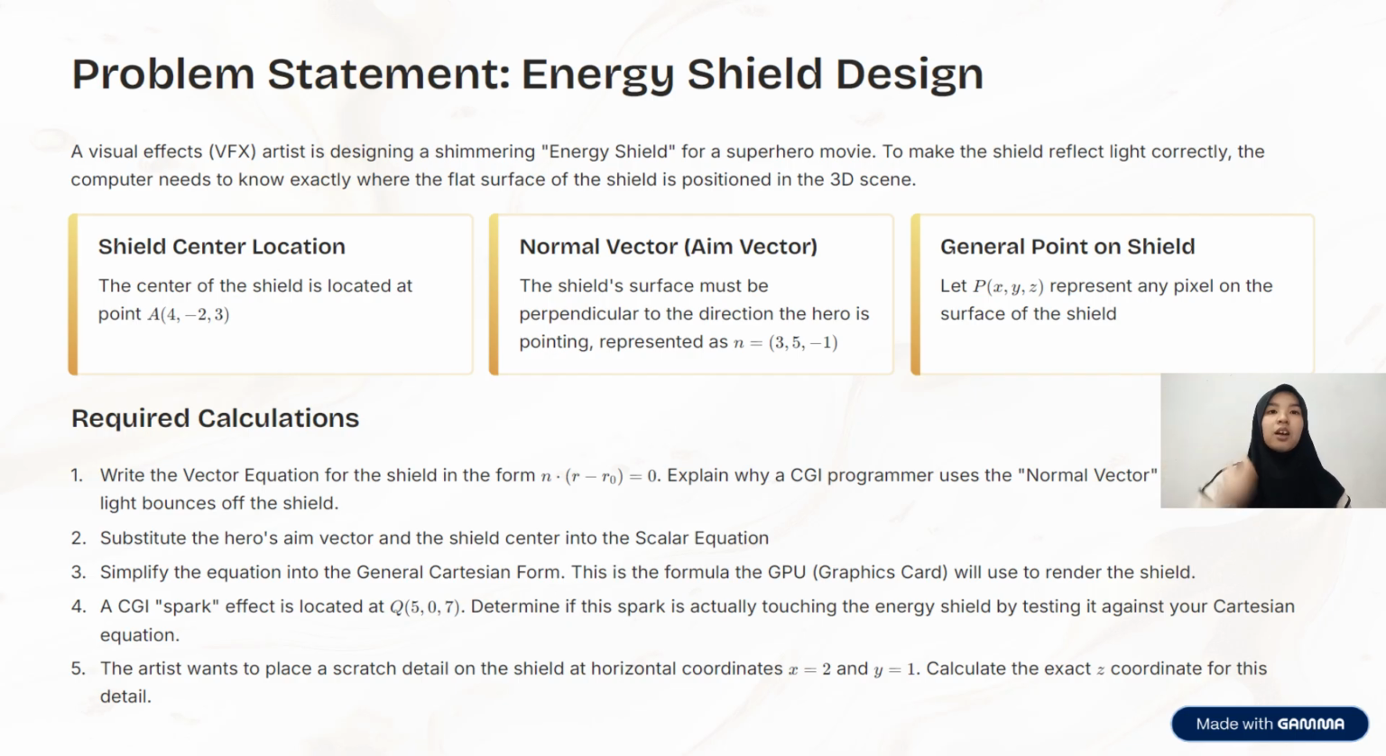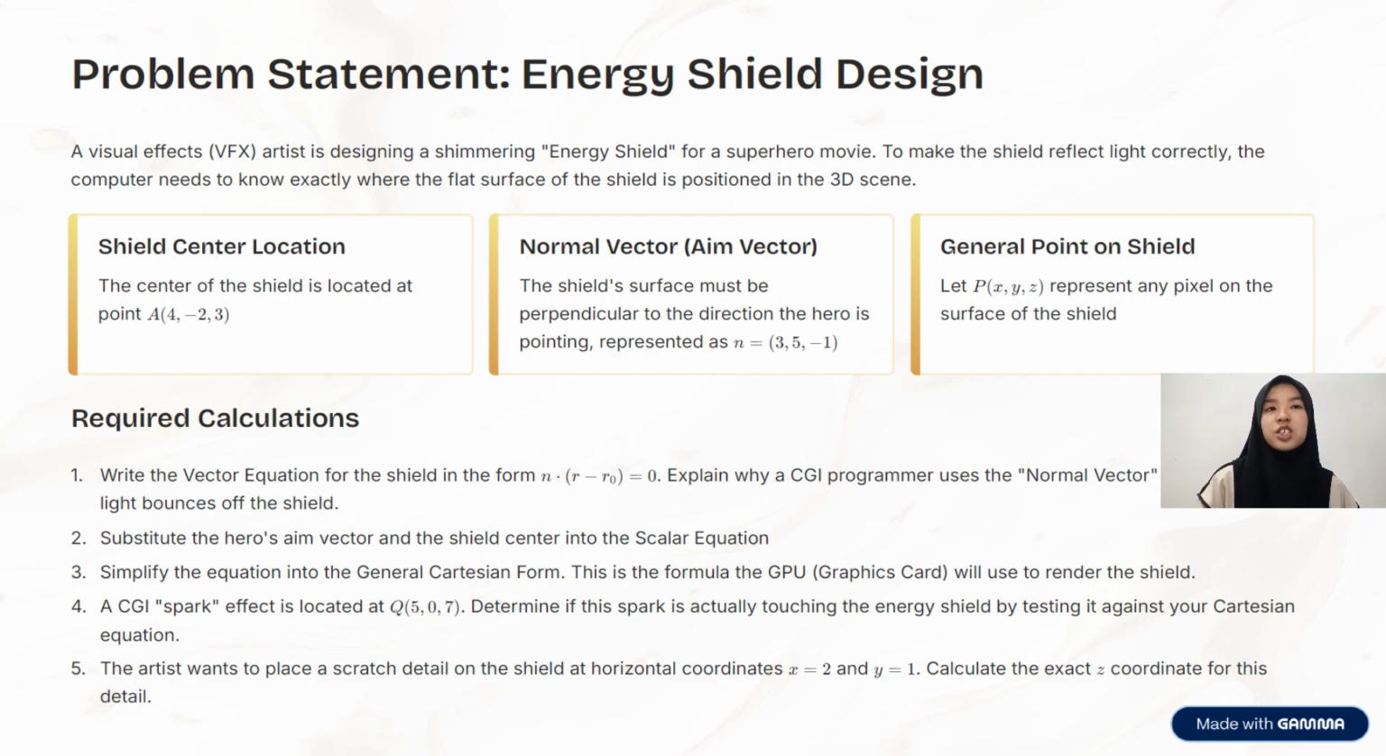A visual effects (VFX) artist is designing a shimmering energy shield for a superhero movie. To make the shield reflect light correctly, the computer needs to know exactly where the flat surface of the shield is positioned in the 3D scene. Below is the given information for the question.